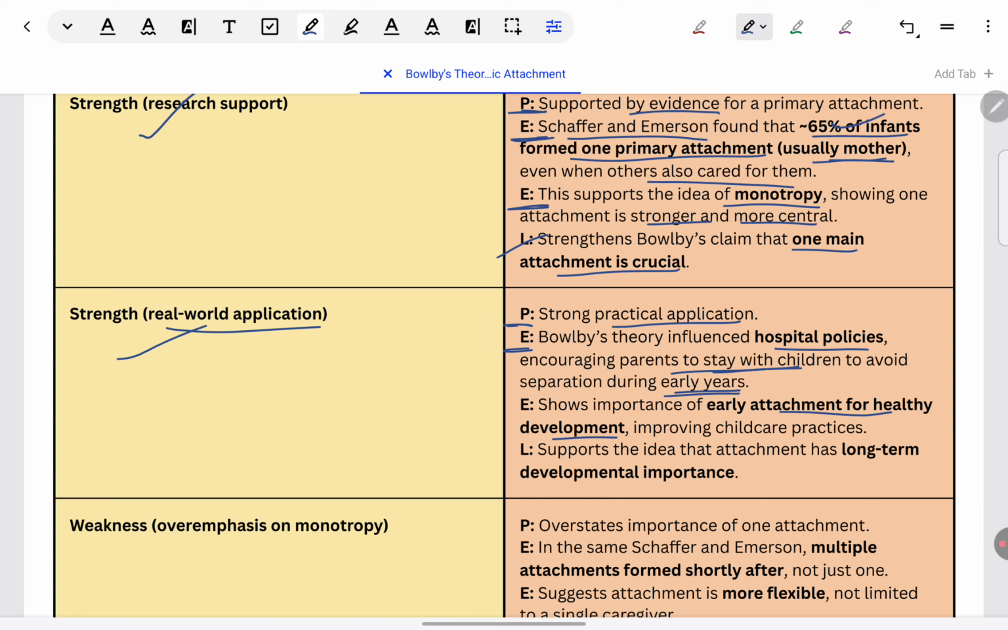This shows that Bowlby's theory is not just an idea, it's not just there for theoretical purposes. It has practical value. It's actually improving attachment bonds in real life. It has shaped the way hospitals are looking at attachment between mothers and babies, which is the most important area in medical care where attachment needs to be looked into. So definitely, this theory has very long-term developmental importance. It's shaped the way development of children is being done in real life. So it's a very valuable and prestigious theory.